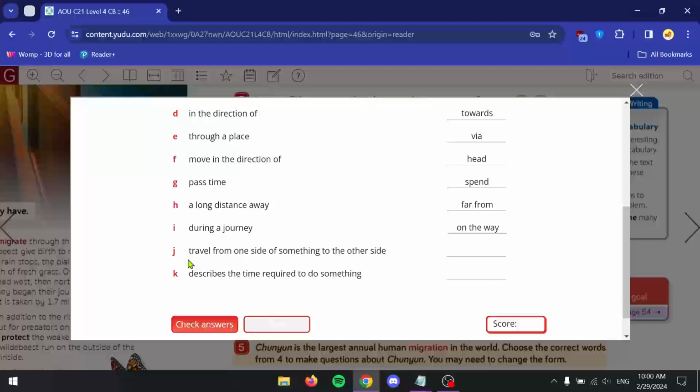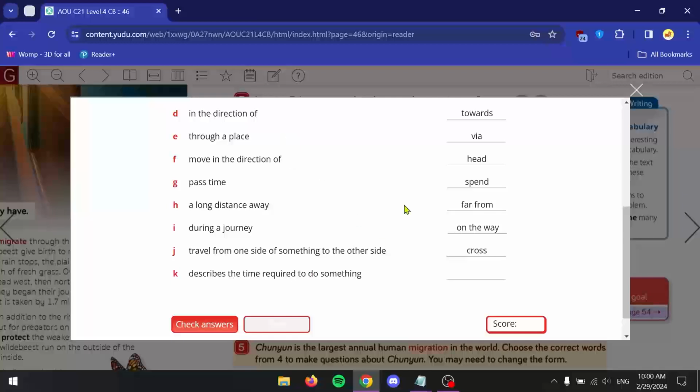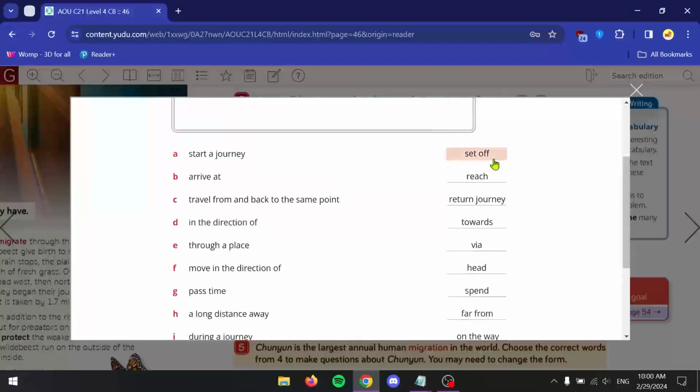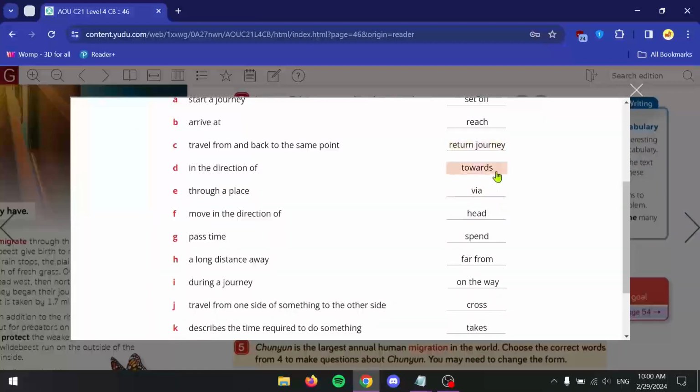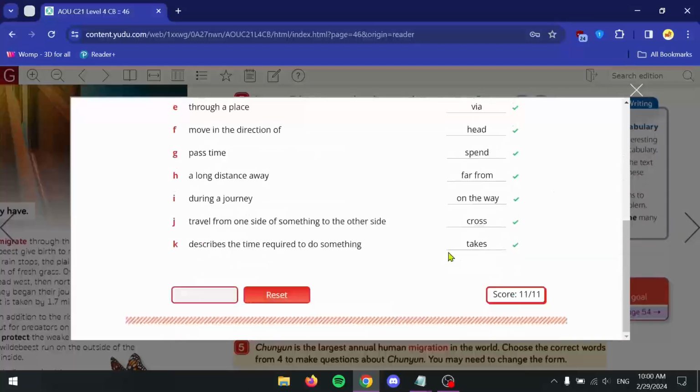Travel from one side of something to the other side. That would be cross. Think of an X. So traveling from one side to the other. Okay. K describes the time required to do something. That will be the word takes. If I say it takes me 30 minutes to record this video, that is me describing the time required to do something. In this case, it's recording this video. Okay? So, set off, reach, return journey, towards, via, head, spend, far from, on the way, cross, and takes. All right, great.